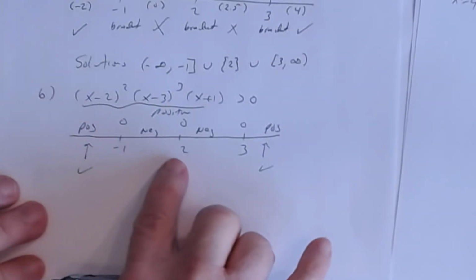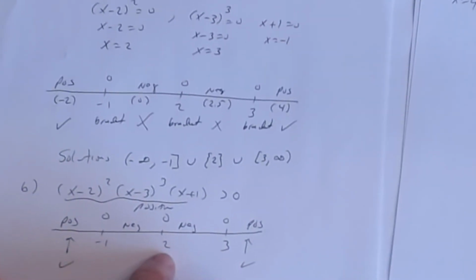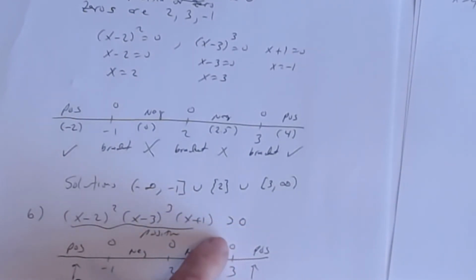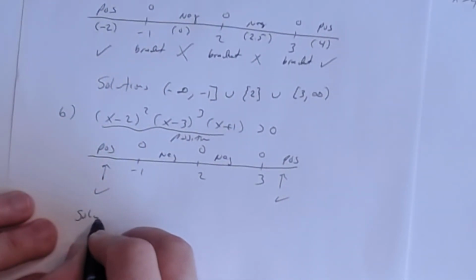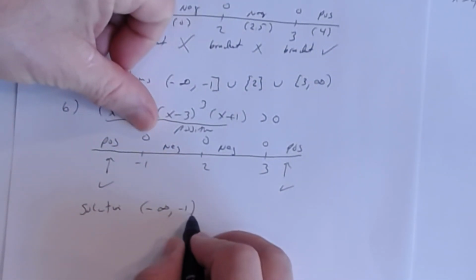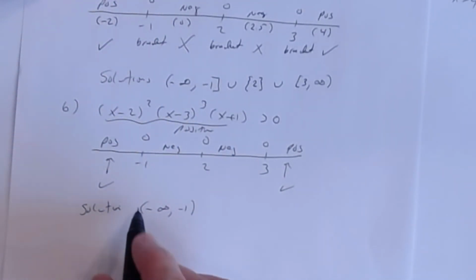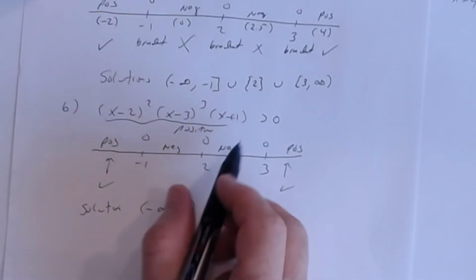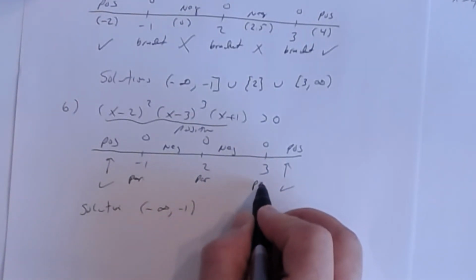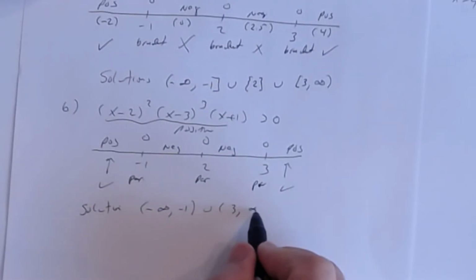So you may say, well, what about this 2? You're not going to use the 2 because 2 is not a solution. 2 makes this 0, but I don't want it to equal 0. So your solution will just look like this. Very simple. It will be negative infinity to negative 1 with parentheses. Why is it parentheses and not brackets like it was here? Because negative 1 is not a solution since there's no equal sign. It's a 0, but it's not a solution, so you have to use parentheses. All right? And then you're going to union, and then from 3 to infinity.